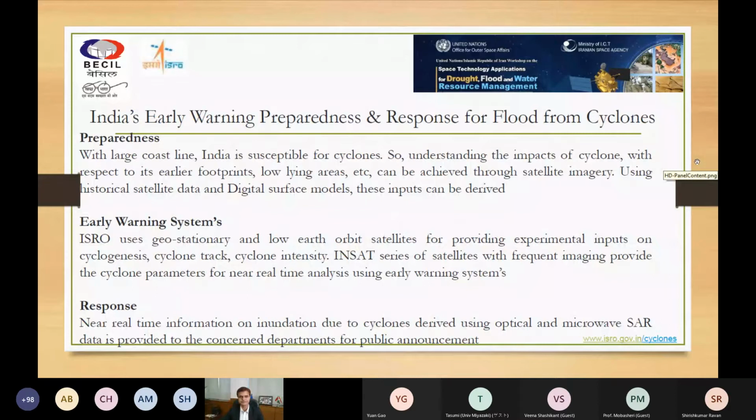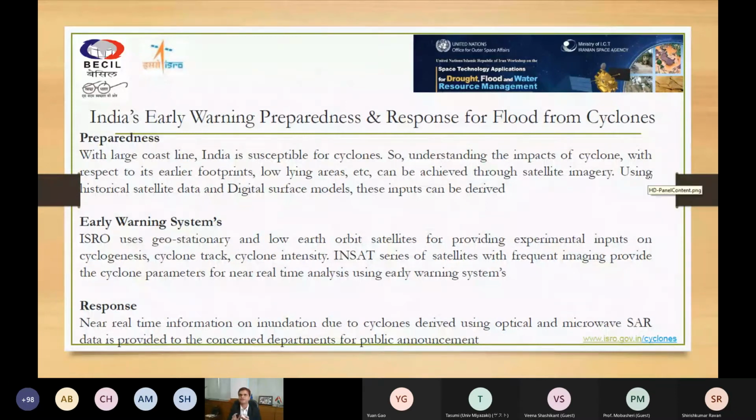So when we are talking about India's early warning, preparedness and response for floods and cyclones, with a large coastline India is susceptible to cyclones, so understanding the impact of a cyclone with respect to its earlier footprint and low-lying areas can be achieved through satellite imaging. We have polar satellites and other satellites capable of getting the footprints and doing real-time predictive analysis. Using historical data, we have the archive of those things. Those systems are well advanced with ML, machine learning, which keeps getting new data and learning, and then they create an effective predictive system.